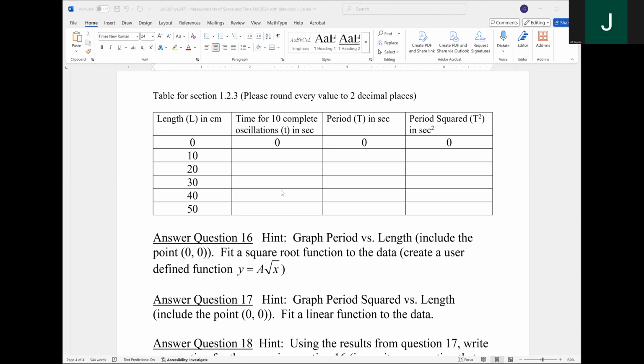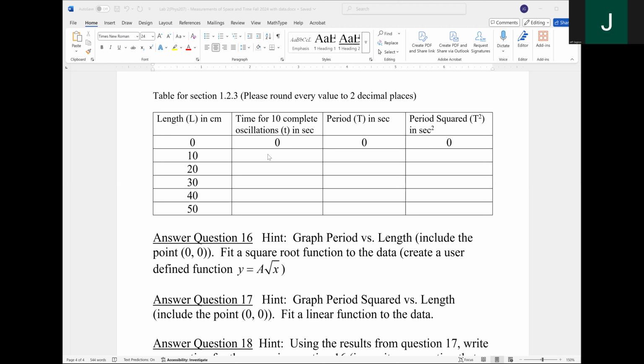Okay, so we have the time for 10 oscillations, right? And all these should be to 2 decimal places, so make sure you round all these values to 2 decimal places. Once we have that, how do we calculate the period? Well, remember, by definition, the period is the time for 1 oscillation. So if I take this value, the time for 10 oscillations, and I divide by 10, that'll give me the period, right? That'll be the time for 1 oscillation.